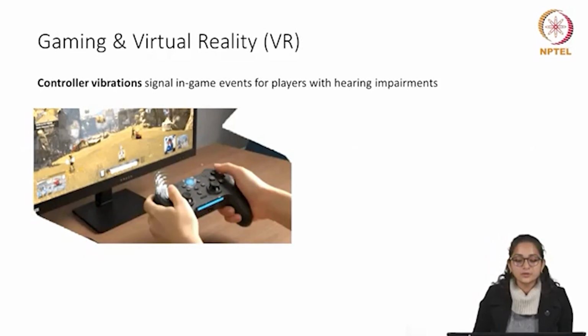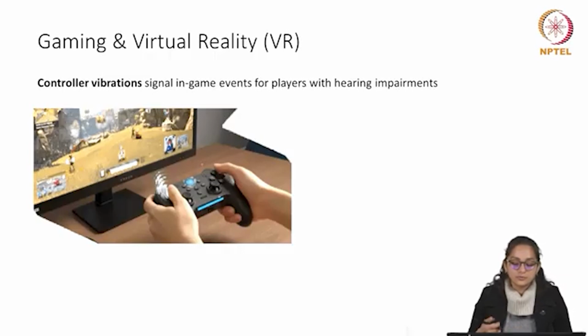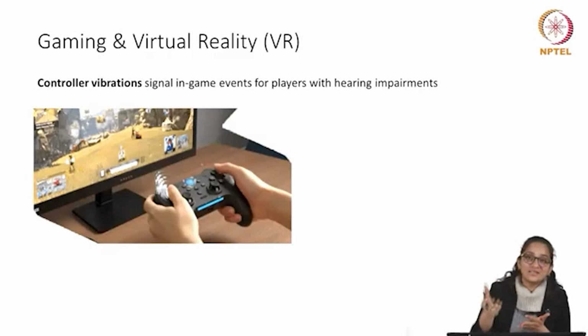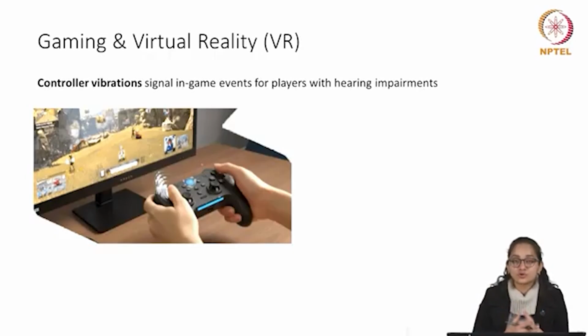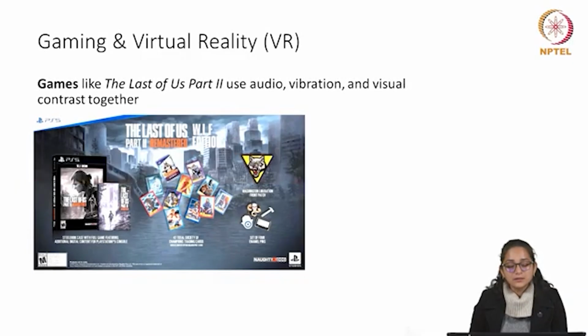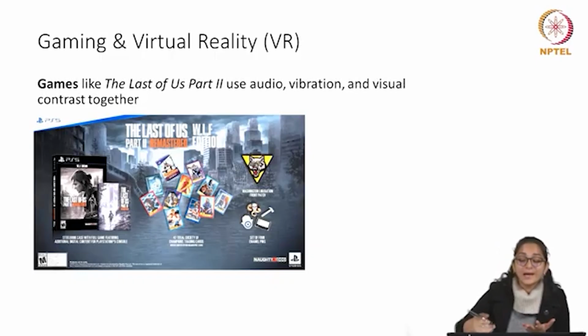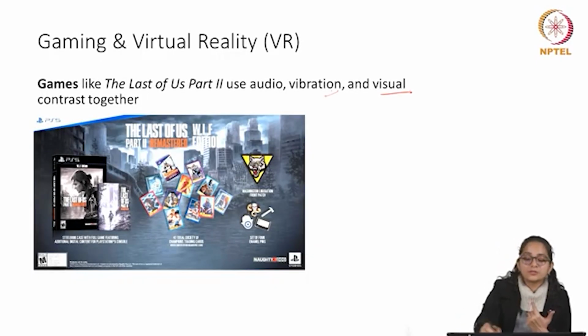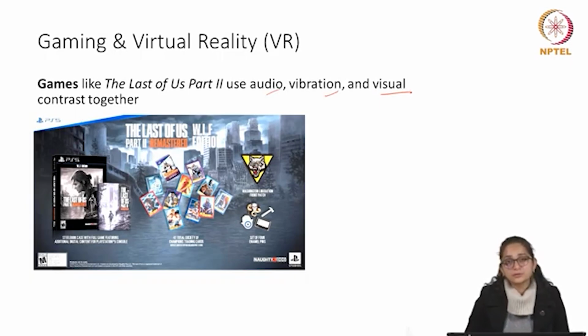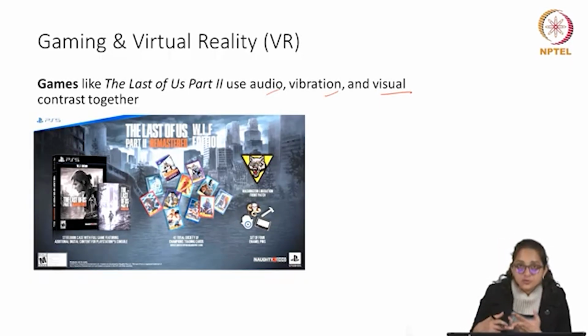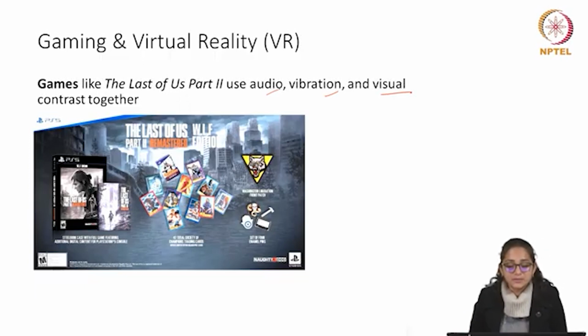Then gaming and virtual reality. There are controller vibration signals in games for players with hearing impairments, so that they are able to get an idea of if the character is banging into something somewhere, or shooting, through a vibration on the controller. Then there are more games which are enabling high contrast visuals or vibration in audio, so people with some light perception and some visual impairment can also interact with these games.